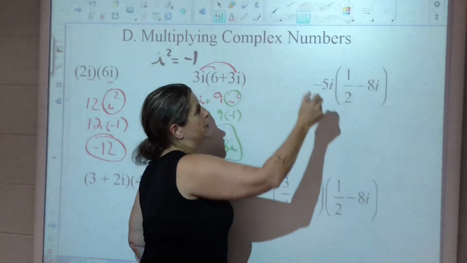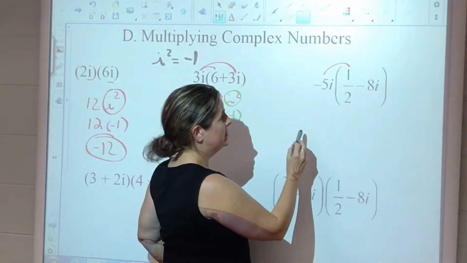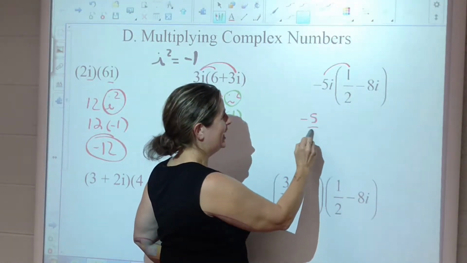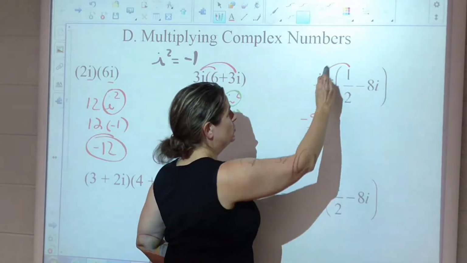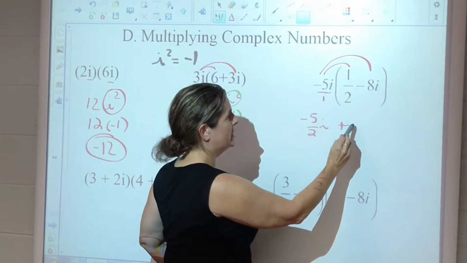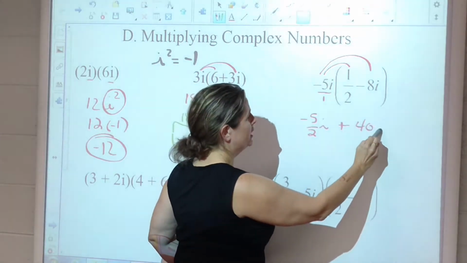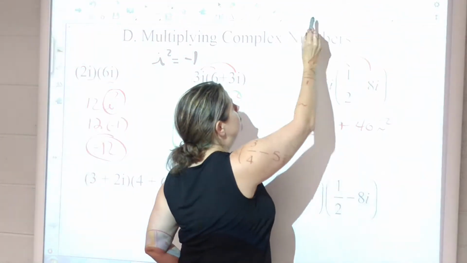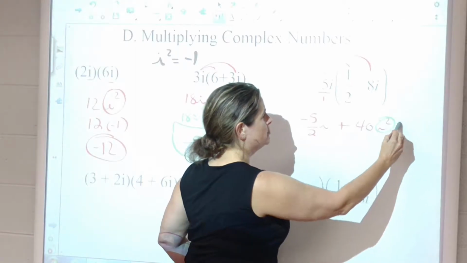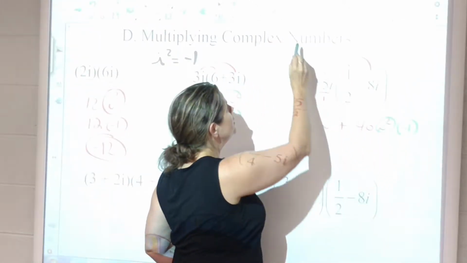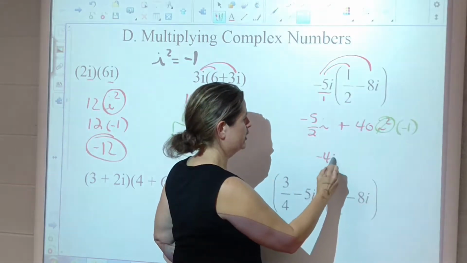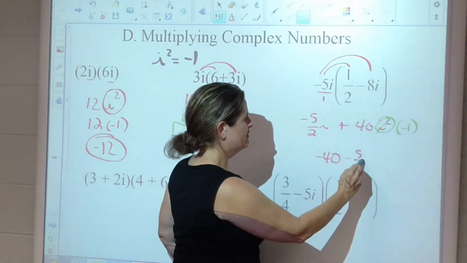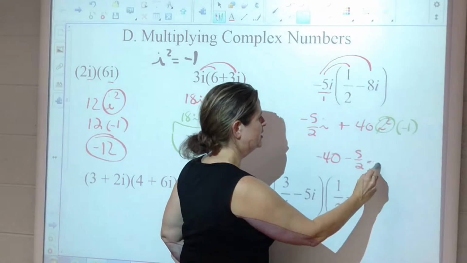Again, you're distributing here. That winds up being -5/2, because that's over 1, times i. And when you multiply here, that becomes a positive 40i squared. Every time your i squared becomes a -1, so that winds up giving us a -40 for our real part and a -5/2, or 2.5i.